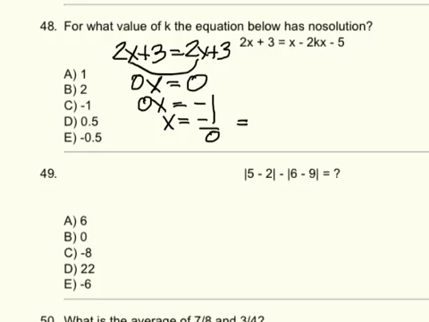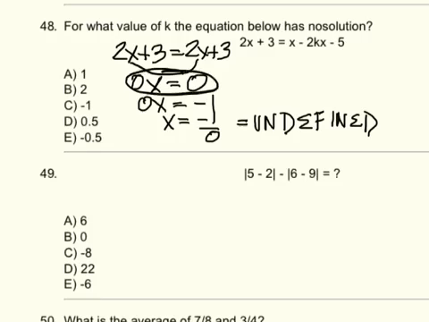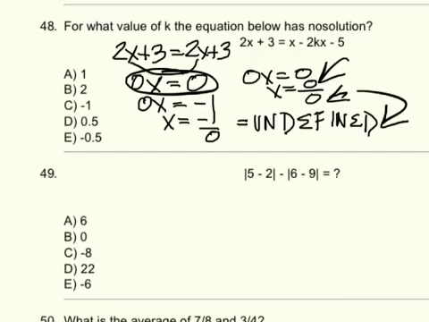It starts with a U. U, N, D, E, F, I. Undefined. And the same deal here. If I had 0x equals 0, if I divided 0 by 0, it doesn't matter what's on the top. You can't divide by 0. So it's going to come out to be undefined.